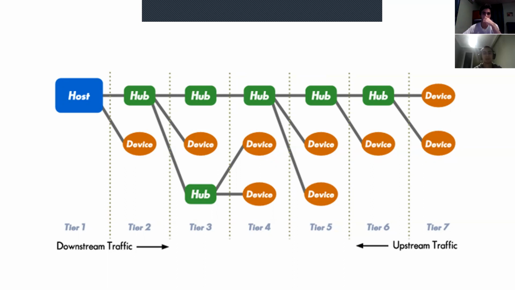The USB has a tiered star topology. At the root tier is the USB host. All devices connect to the host either directly or via a hub. According to the USB spec, a USB host can only support a maximum of 7 tiers. Next slide.